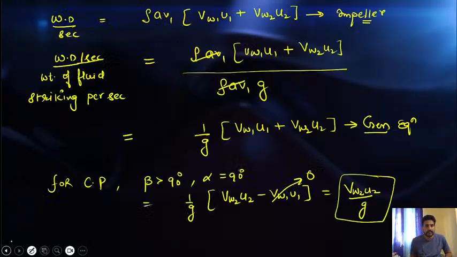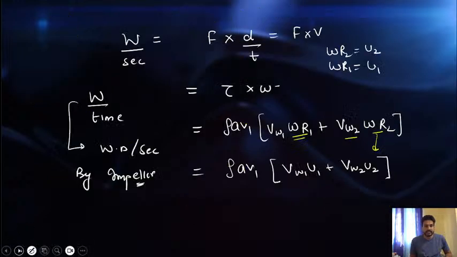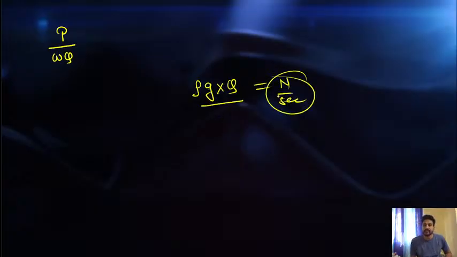Power divided by the weight of the fluid striking per second. So I can write this weight of the fluid striking per second is W into Q, right? W is my specific weight, which is rho g, multiplied by the discharge. It is in Newton per second. So W is my weight of the fluid striking per second. P divided by WQ is equal to, I am getting, Vw2 U2 over g.